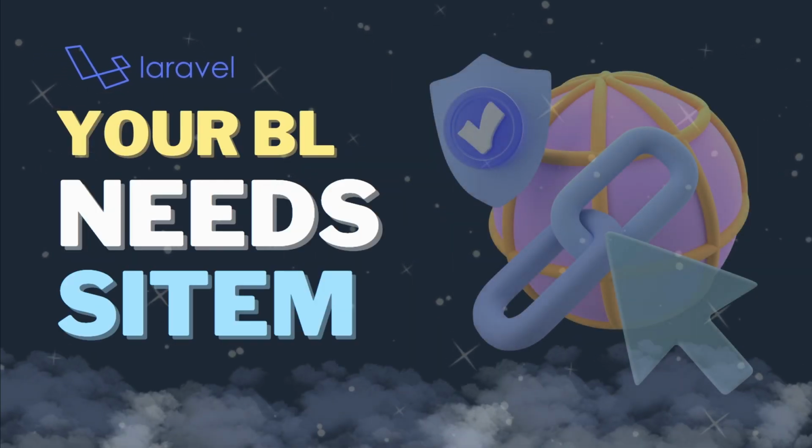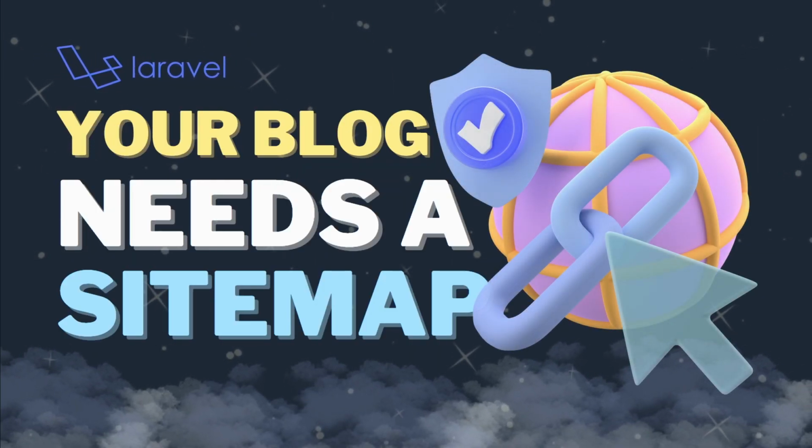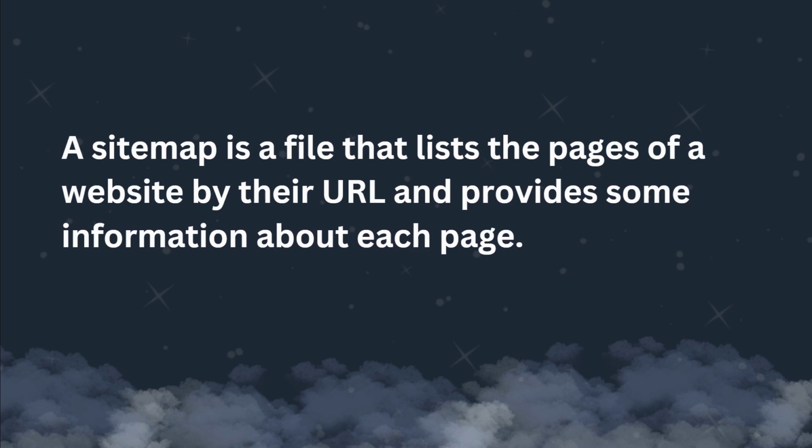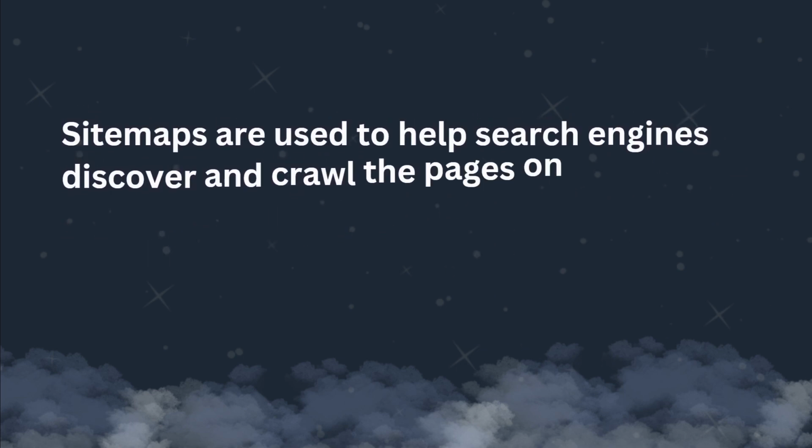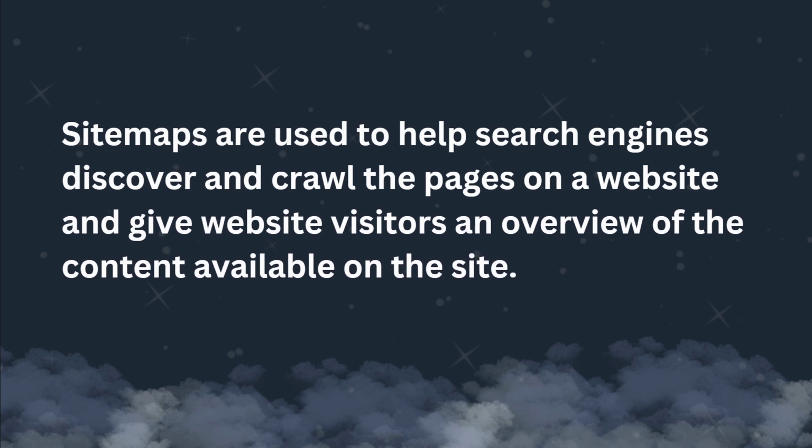In this video, we're going over what a sitemap is, why your blog needs one, and how you can set up a dynamic sitemap for your project. A sitemap is a file that lists the pages of a website and provides additional information about each page, such as when it was last updated and its importance relative to other pages on the site. Sitemaps are used to help search engines discover and crawl the pages on a website and give website visitors an overview of the content available on the site.